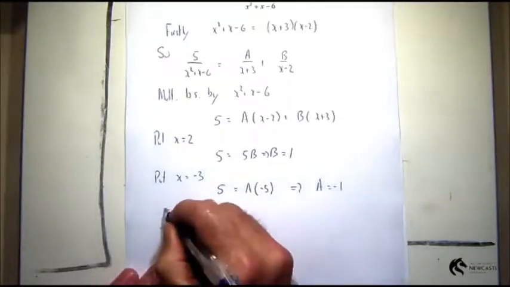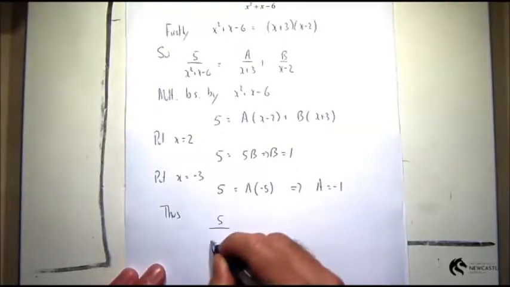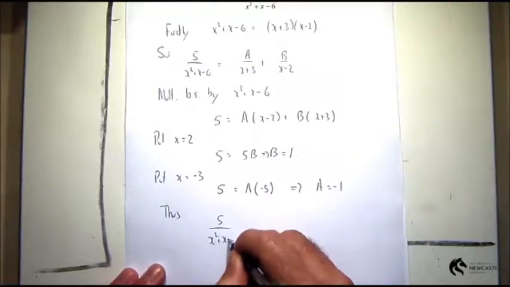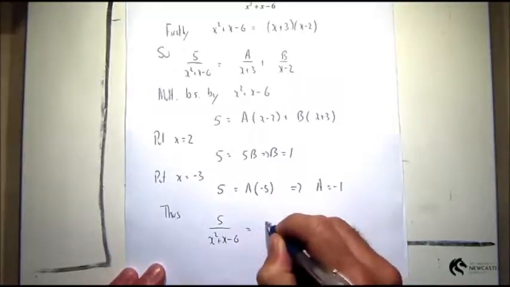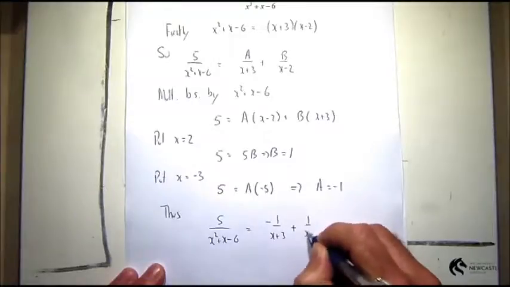So therefore, I'll say thus, because that makes you sound clever as well. 5 over x squared plus x minus 6 is equal to minus 1 on x plus 3 plus 1 on x minus 2.